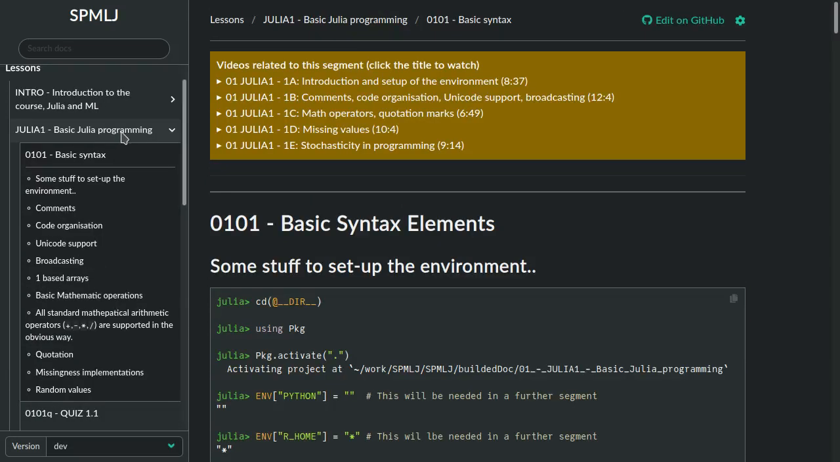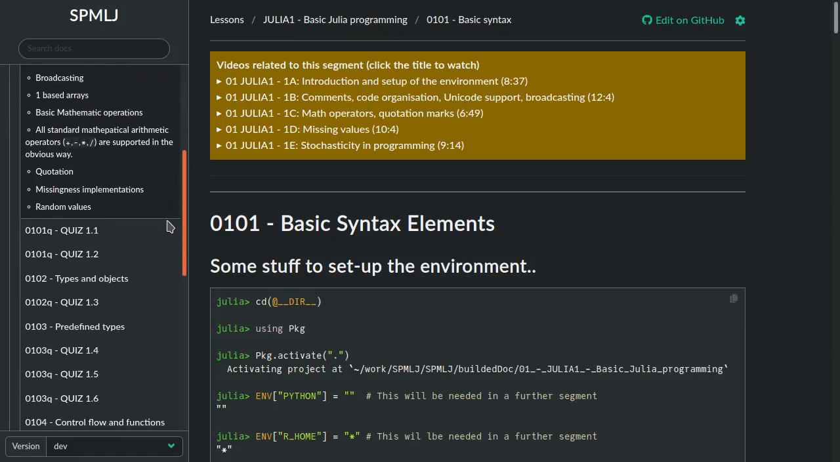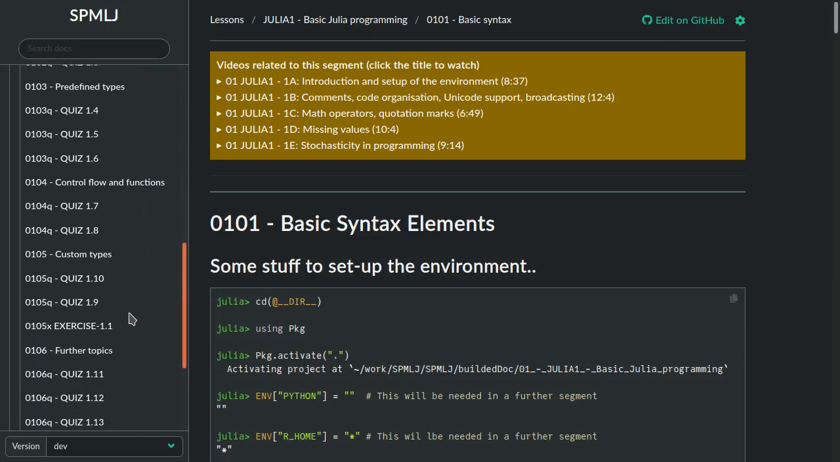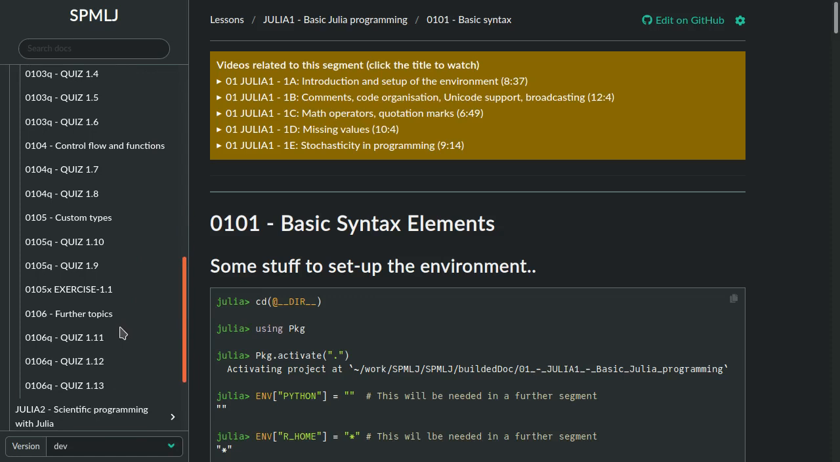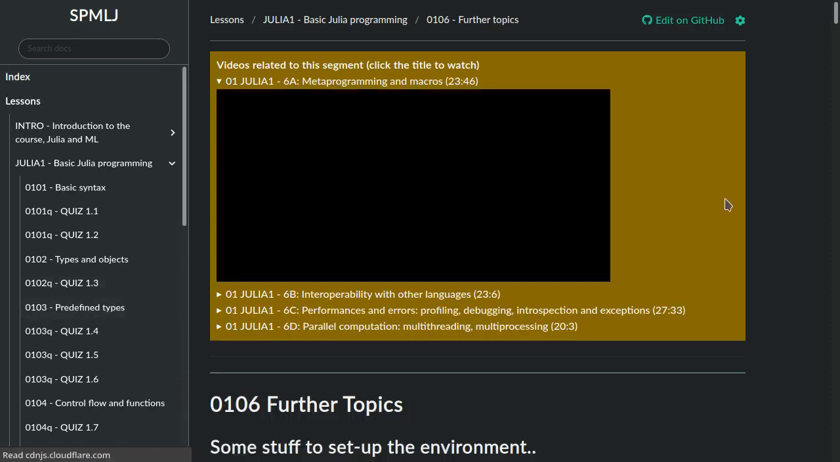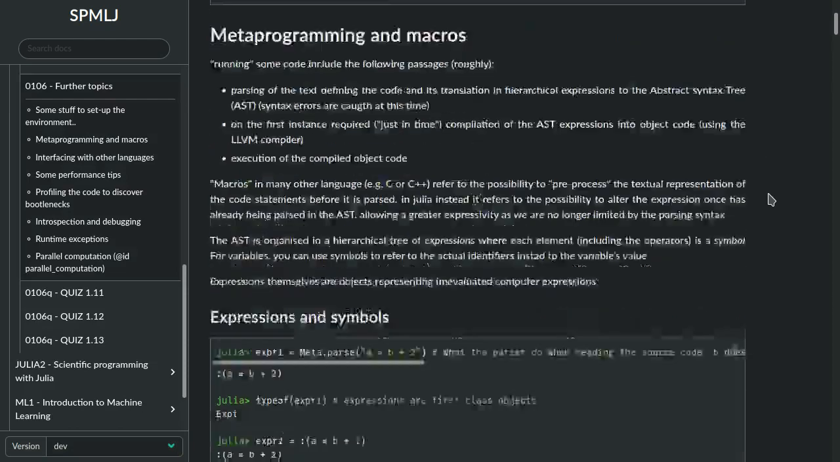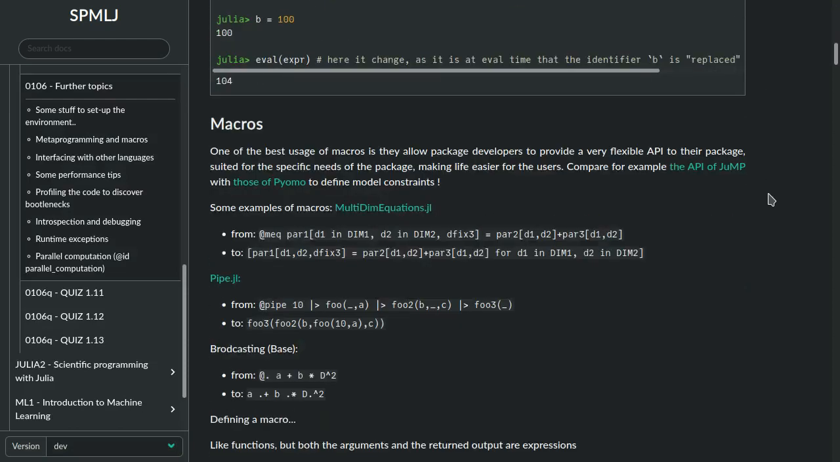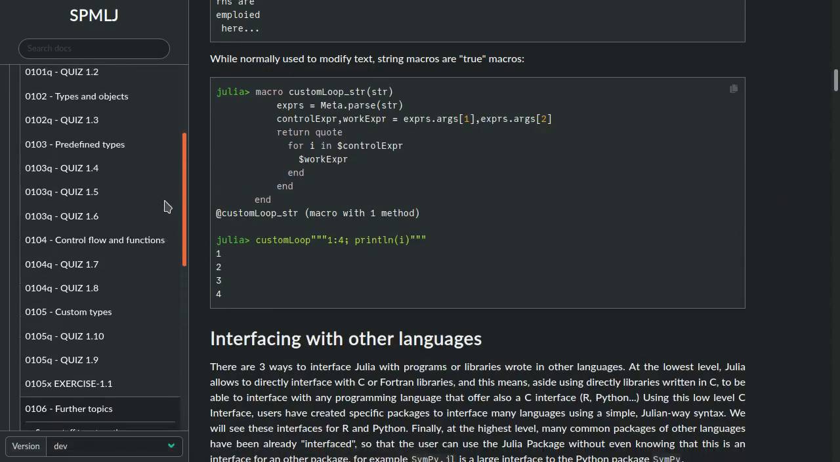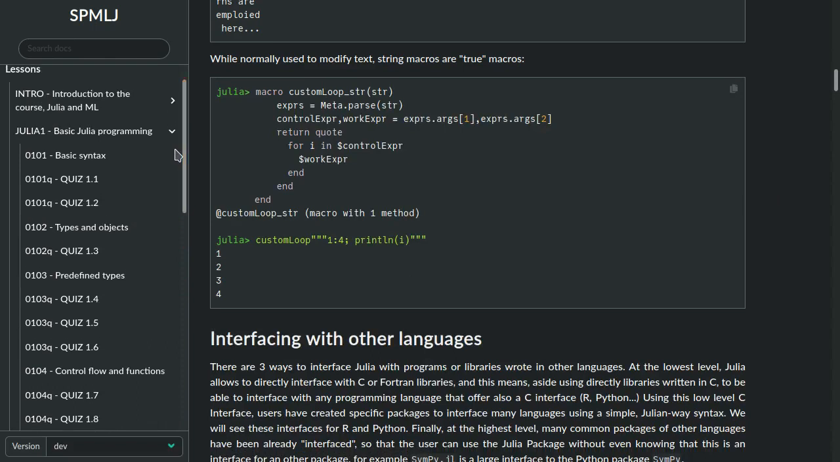The first thematic unit, Julia 1, is a gentle but rather deep introduction to the Julia programming language, its syntax, the data structures that it provides by default, how to implement custom types, but also more advanced topics such as metaprogramming and some hints to parallel computation. This is by far the largest unit of the course, with almost 6 hours of videos.